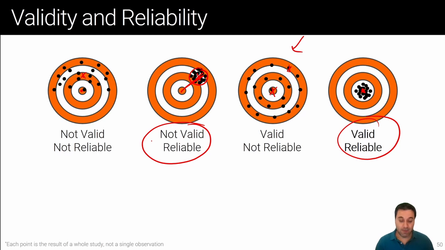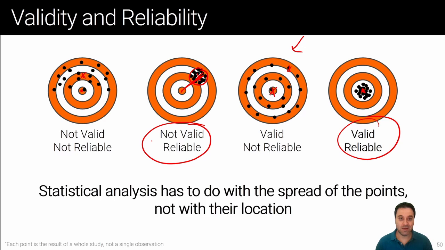And what I want you to keep in mind at all times is that statistical analysis has to do with the spread of the points, not with their location. So all fancy statistical techniques we apply in our data, models and everything, they have to do one way or another with the spread of the points, with how far they are from each other. But they do not have anything to do with biases, with possible issues of validity.